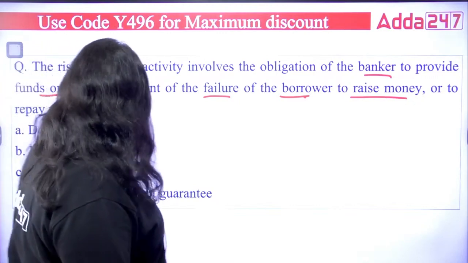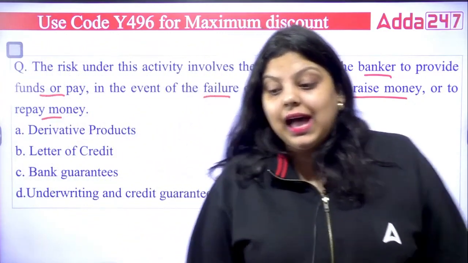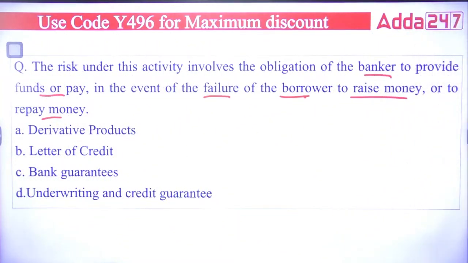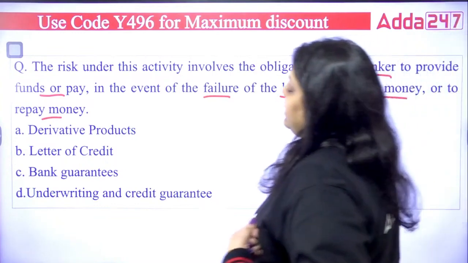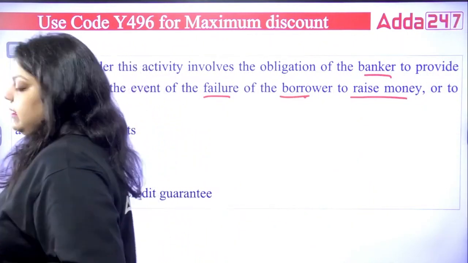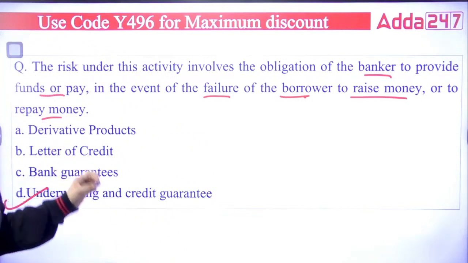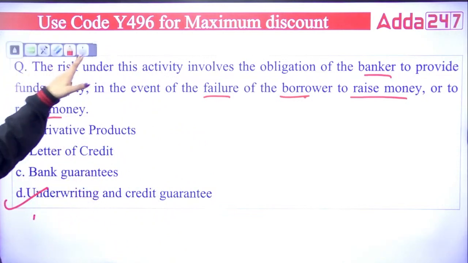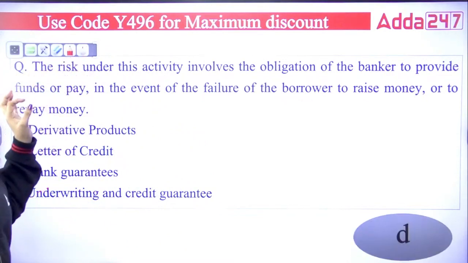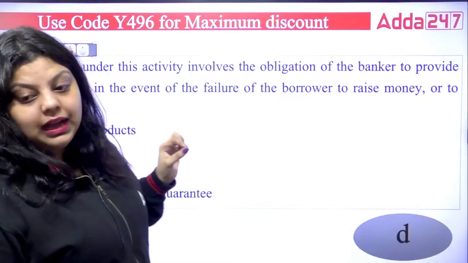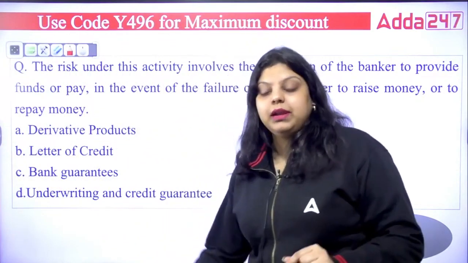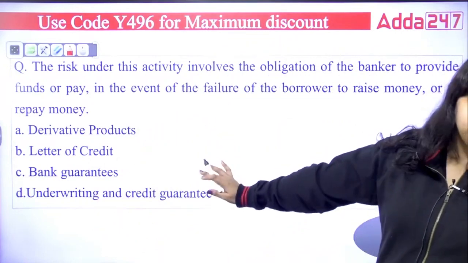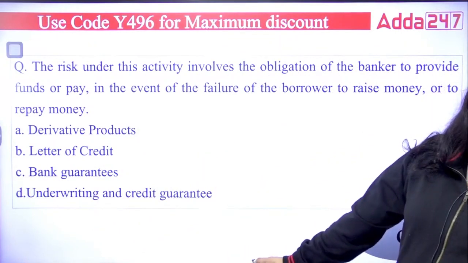Is it letter of credit? Is it bank guarantee? Is it underwriting and credit guarantee? And the right answer is underwriting and credit guarantee. If the bank has taken underwriting or credit guarantee, it is the obligation of the bank that in case of failure of payment, the bank has to make the payment. So the right answer will be option D.